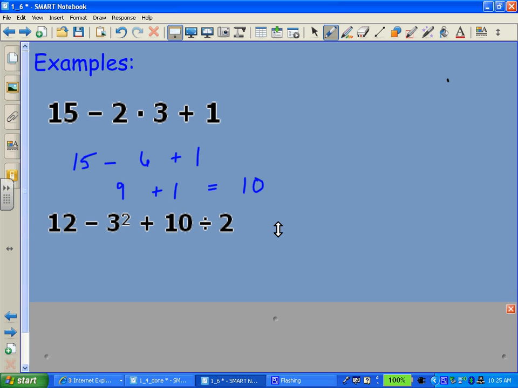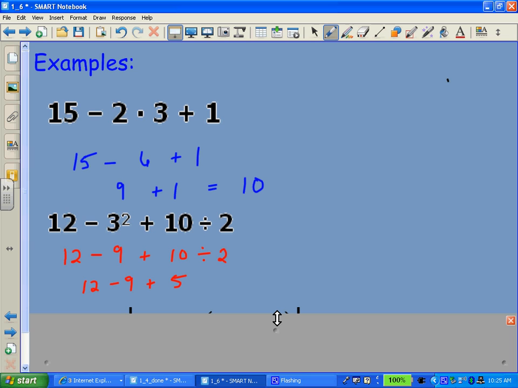Let's look at another one. So again, I'm going to go through my checklist here. We have parentheses, don't see any. Exponents, got one there. So 12 minus 3 squared becomes 9 plus 10 divided by 2. Then I look for multiplication and division. I have division here at the end. So 12 minus 9 plus 5.